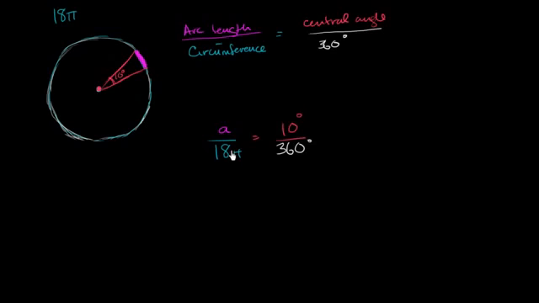So we could simplify this by multiplying both sides by 18 pi. And we get that our arc length is equal to, well, 10 over 360 is the same thing as 1 over 36. So it's equal to 1 over 36 times 18 pi, which is 18 pi over 36, which is the same thing as pi over 2. So this arc right over here is going to be pi over 2, whatever units we're talking about, long.